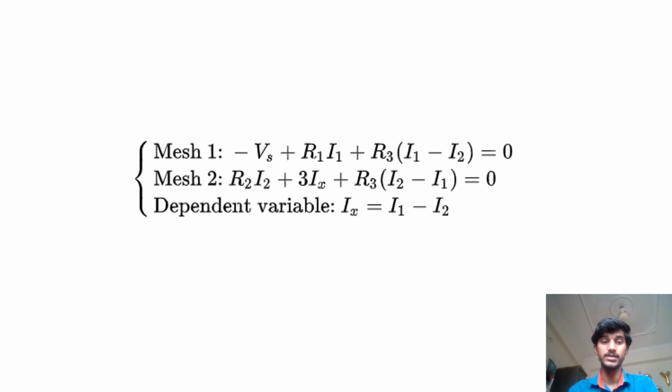For dependent sources, mesh 1 or loop 1: minus Vs plus R1 into I1 plus R3 into (I1 minus I2) is equal to 0, and loop 2 or mesh 2: R2 into I2 plus 3Ix plus R3 into (I2 minus I1) is equal to 0, and the dependent variable is Ix is equal to I1 minus I2. This will be found when the circuit is given and then solved using linear techniques.